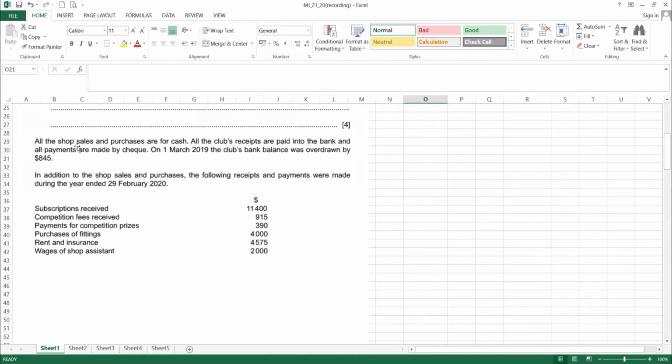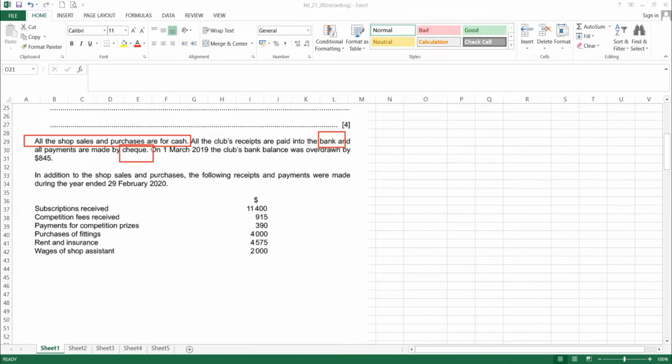Next, all the shop sales and purchases are for cash. That means they don't have credit. Everything is bought and sold using cash. All the club receipts are paid into the bank and all payments are made by cheque. That means these amounts, receipts and payments, all go through the bank account.